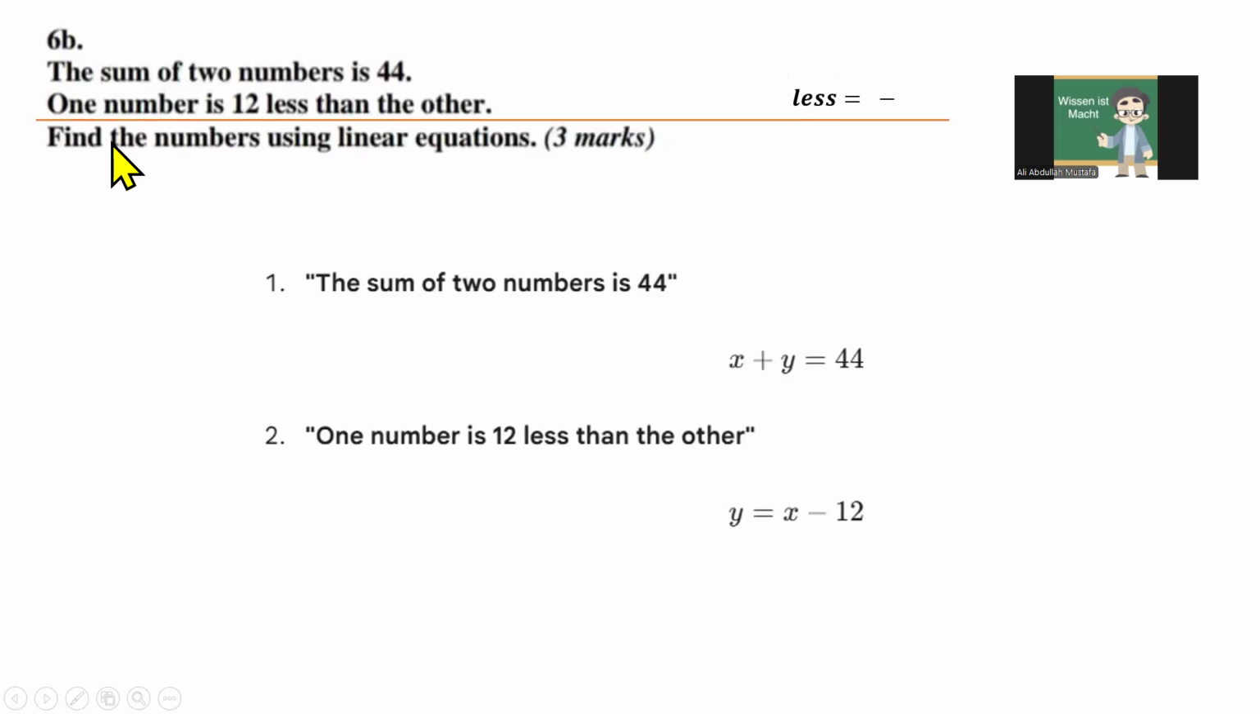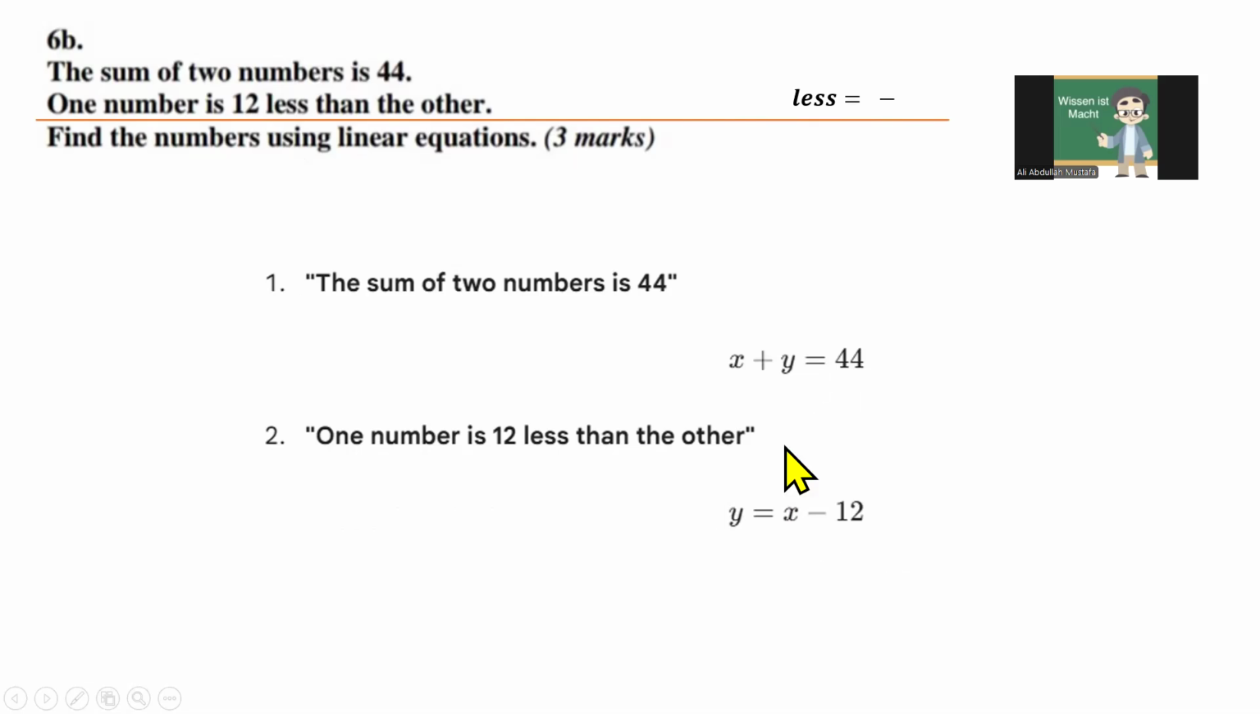The other question here is also speaking about the sum of two numbers, 44. So the first equation is x plus y equals 44. This is the first equation. Second equation, one number is 12 less. When you see the word less, that means it's minus, okay? So you can say y equals x minus 12. So y is the first number, and the second number, x, is less by 12 than y.